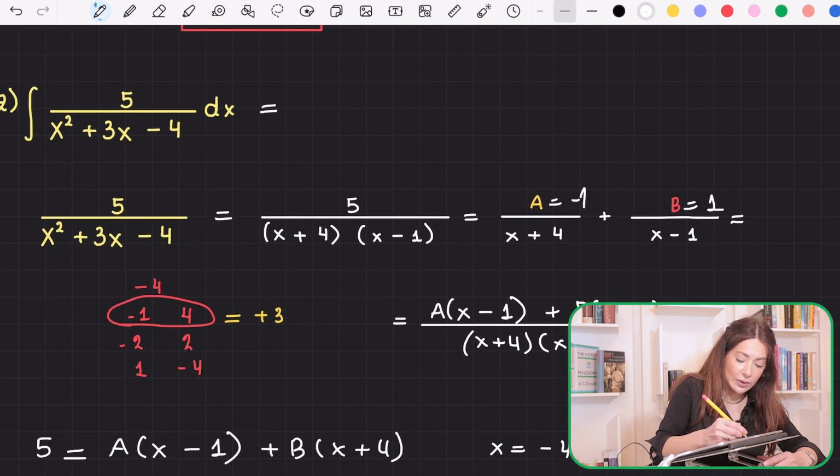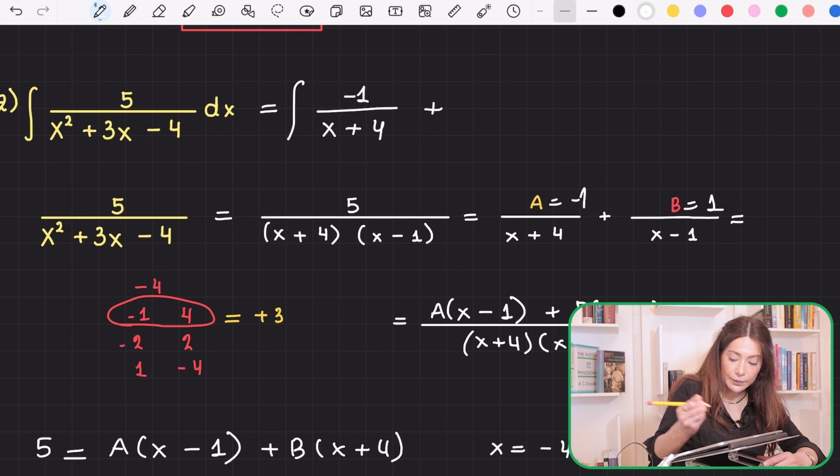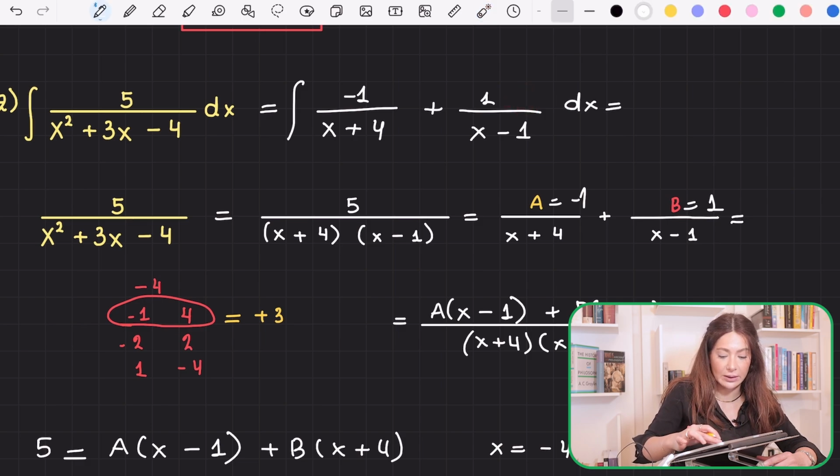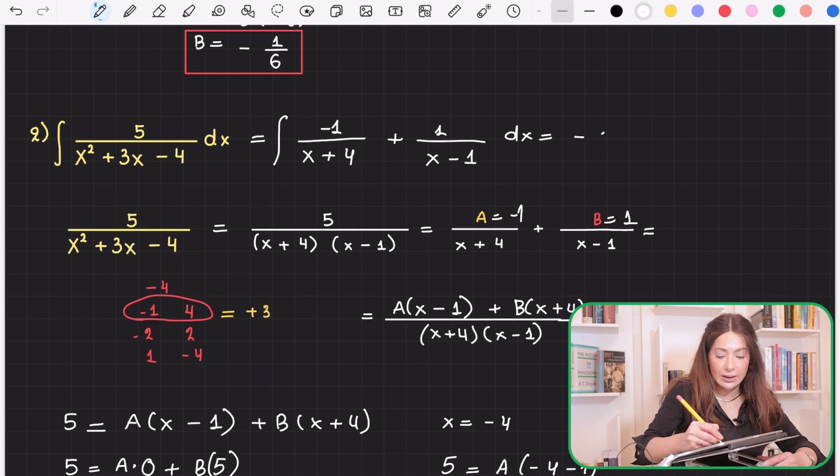Okay, I can take this integral. Notice how both of them are going to end up being ln integrals. Make sure that you write b on top of x minus 1 because that's what you said b was. So don't write -1 on top of x minus 1. No, no. That will give you a mistake. Okay, so that's -ln of x plus 4, plus ln of x minus 1, plus c.